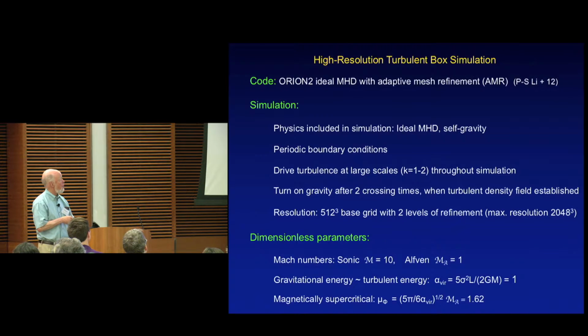Dimensionless parameters, you can see we just picked round numbers: sonic Mach number of 10, Alfvén Mach number of 1, gravitational energy about equal to turbulent energy, so the virial parameter of 1. That then determines the mass to flux ratio, which you can show is related to these quantities up here, and it was 1.6. So our initial simulation was magnetically supercritical.